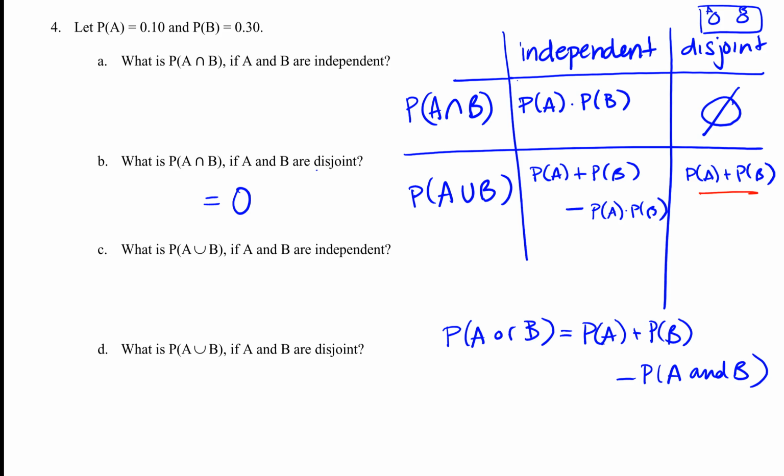Are these two. But really, in my mind, I think it's a lot easier to just think about the ands and what they are, and then just use the general formula to get our ors. Hopefully that helps.